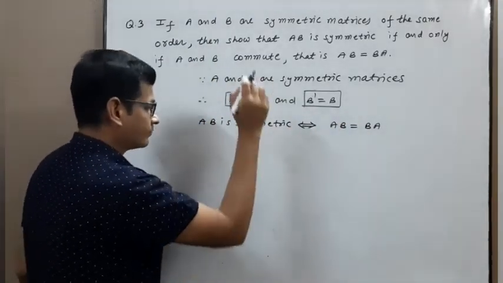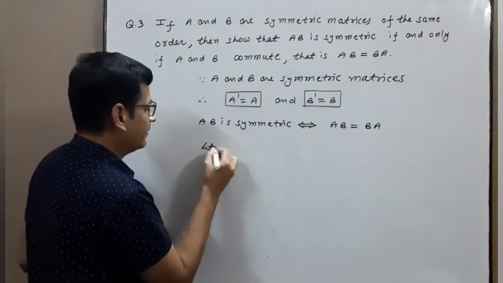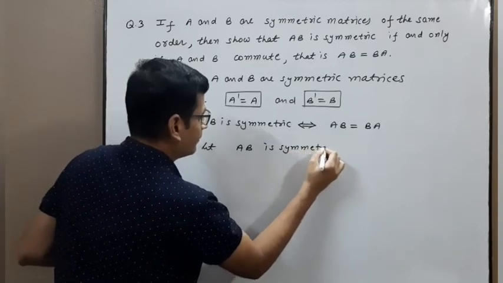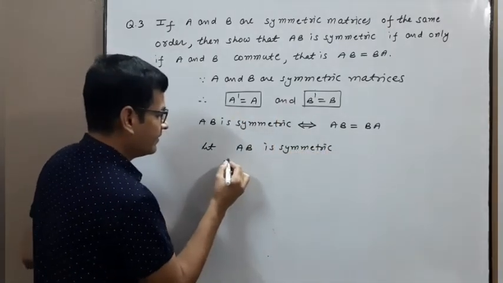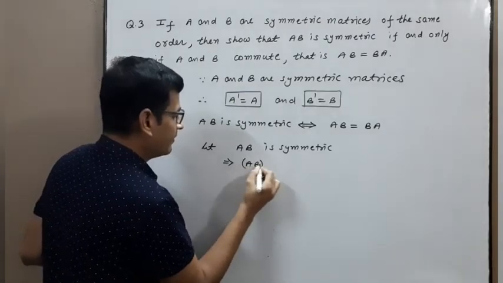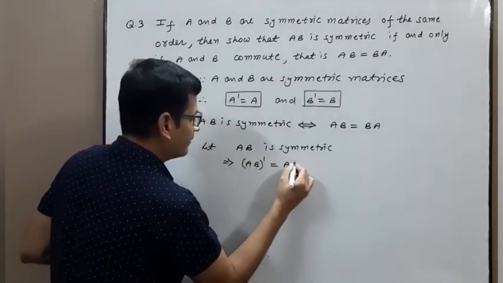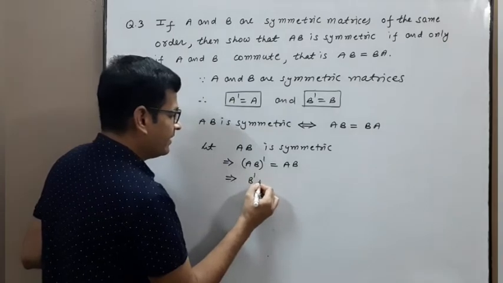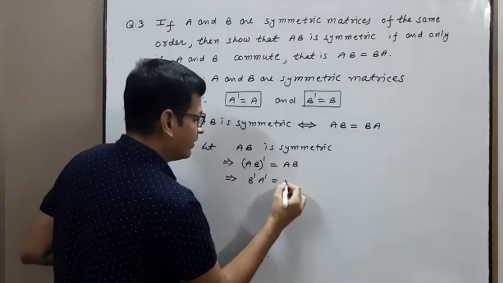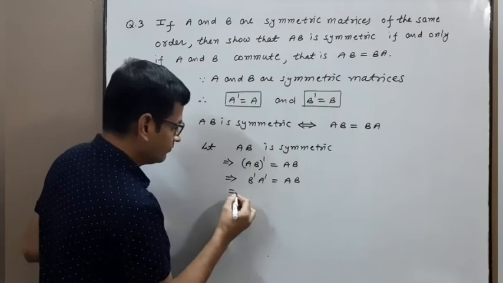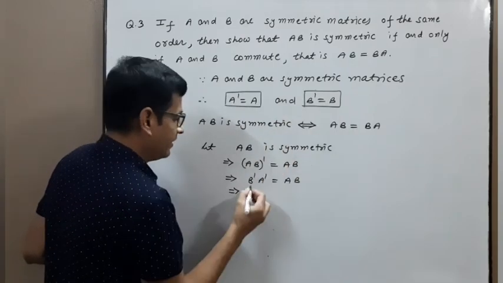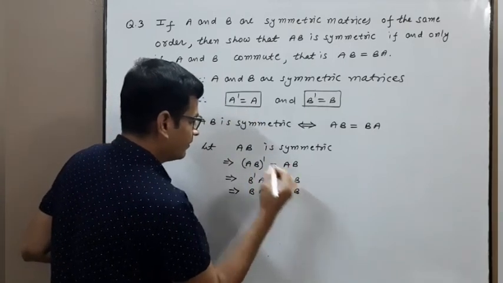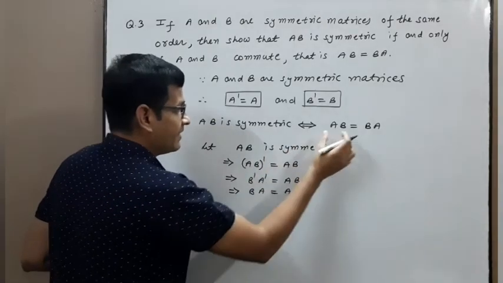So now the proof. Let AB be symmetric. This implies transpose of AB is equal to AB. Now, by the definition of transpose of a product of two matrices, B dash A dash is equal to AB. B dash equals B, and A dash equals A. So AB symmetric implies AB equal to BA.